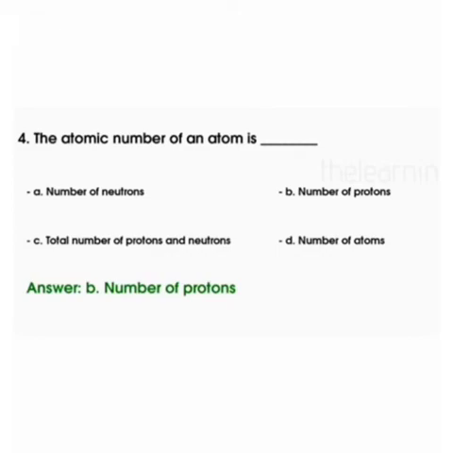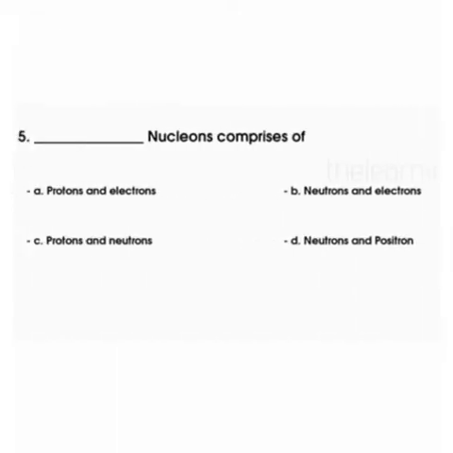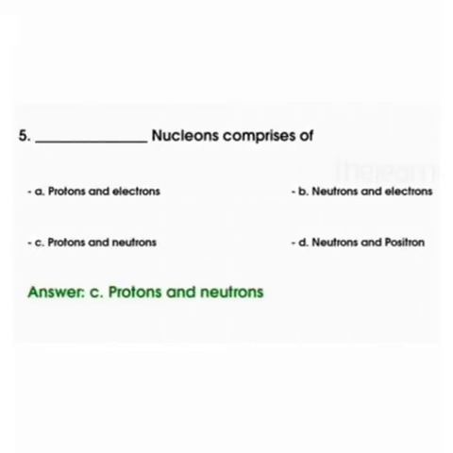And the last one: dash nucleons comprises of dash. The options are A. Protons and electrons, B. Neutrons and electrons, C. Protons and neutrons and D. Neutrons and positron. The answer is C. Protons and neutrons.